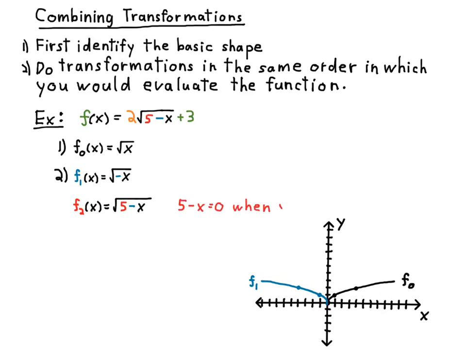F sub 2, the next step, I do square root of 5 minus x. Remember the original was 2 times square root of 5 minus x plus 3, the plus 3 outside the square root. And so I'm still doing the stuff inside the square root. So I need 5. What does that do? Well, that shifts it left or right. And to see how it shifts it, I take that 5 minus x, set it equal to 0, and solve.